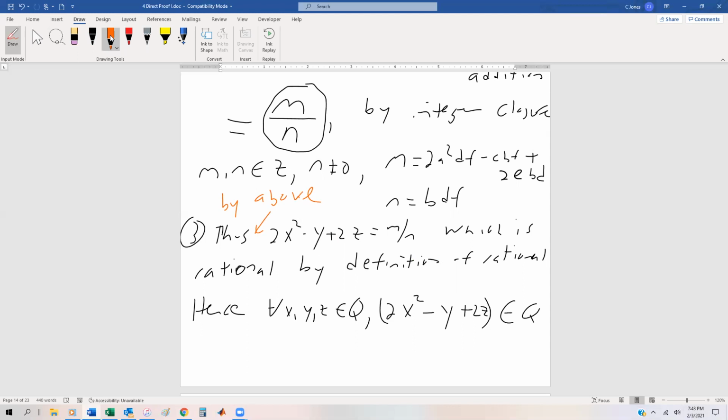So in our next video, we're going to take a look at one more example of rational, and then we're going to move on to our last concept in this section, which is going to be divisibility.